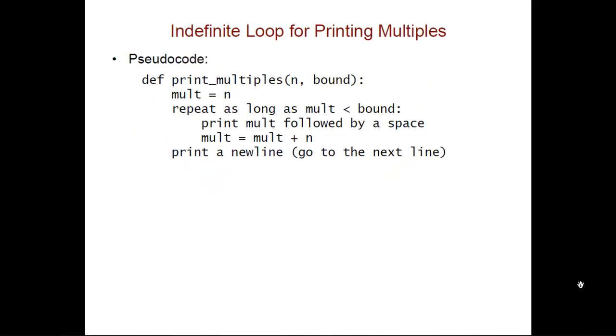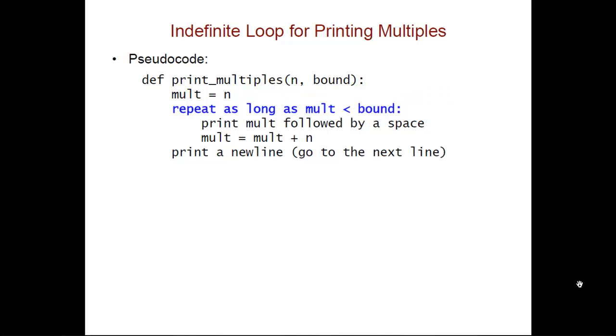And so instead, here's an approach we can take, and I'm starting off with pseudocode, so this is not actual Python code, but we have our 2 inputs, n and bound. We're going to start by initializing a variable called mult to the value n that was passed in. And by the way, this mult is an accumulator variable. You'll see that as we go on here.